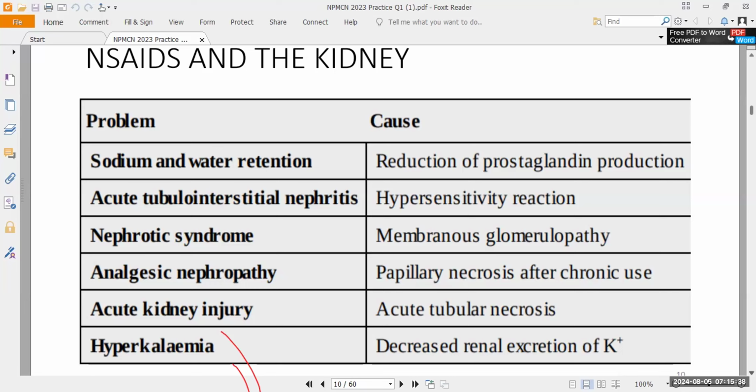It can also cause acute tubular interstitial nephritis, which is a cellular-mediated hypersensitivity reaction. It can also cause membranous glomerulopathy leading to nephrotic syndrome. NSAID can also lead to papillary necrosis as seen in analgesic nephropathy. It can also cause acute tubular necrosis and hyperkalemia by decreasing renin secretion, leading to angiotensin II induced aldosterone release. Such patients will have hyperkalemia and hyponatremia.